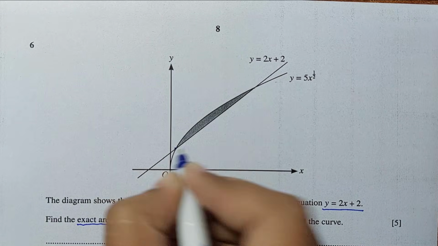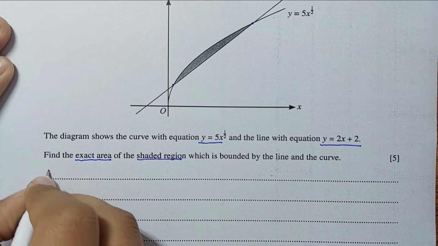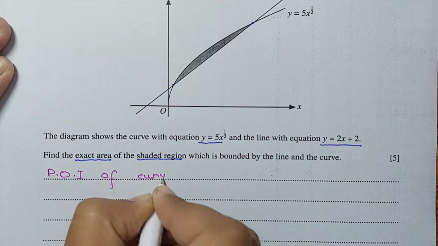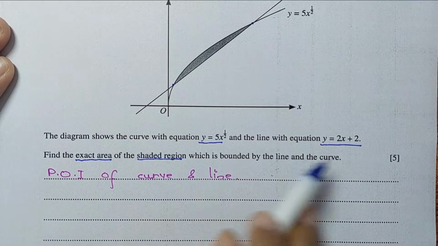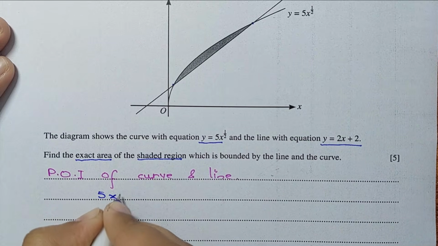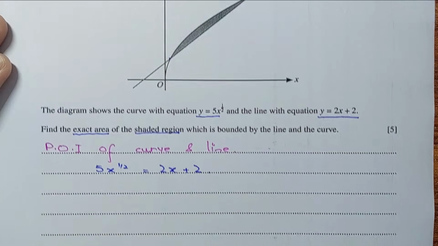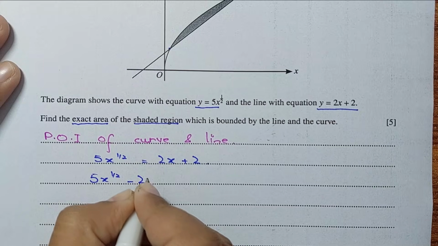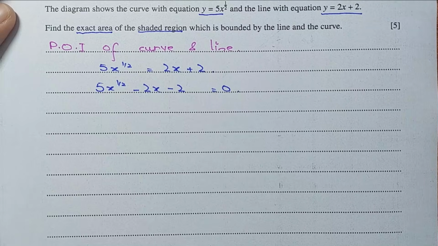So the first thing is to find the point of intersection of the curve and the line. Okay, put the curve and the line equal. So we can say 5x to the power 1 by 2 equals 2x plus 2. Or we can say 5x to the power 1 by 2 minus 2x minus 2 equals 0. Here we can suppose that x to the power 1 by 2 is t.